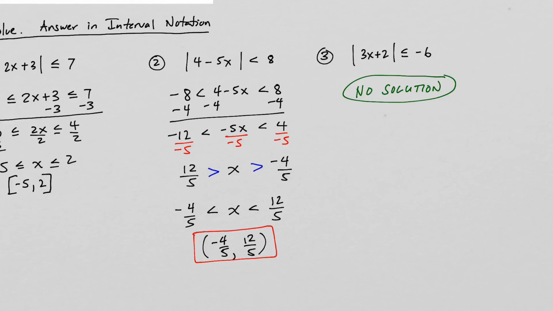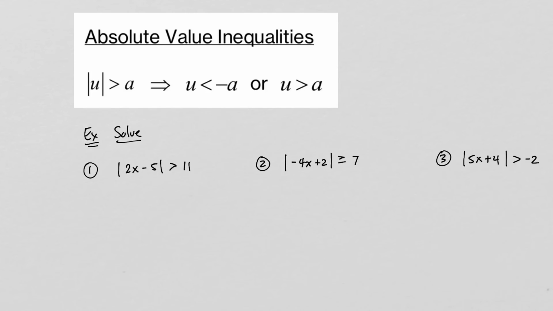All right, let's look at one more situation involving inequalities. So for our final examples, we're going to look at absolute value inequalities involving a greater than symbol. And the absolute value of u is greater than a means that the number u has to be less than negative a, or the number u has to be greater than positive a. Let's think about why this is true.